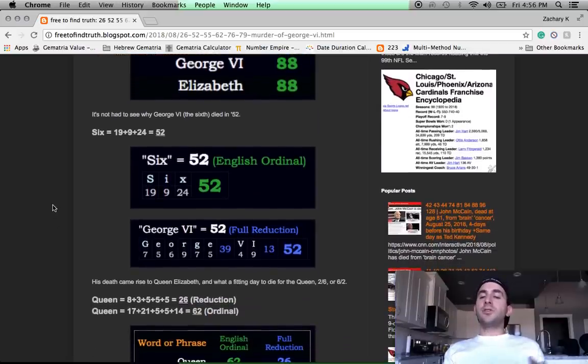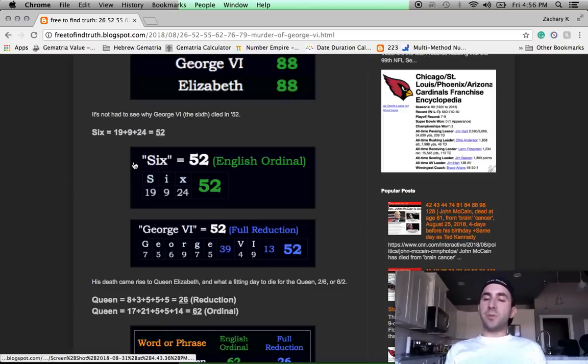Anyhow, King George VI died in the year 52. And VI has a gematria of 52 using the alphabetic order. So a fitting year for George VI to pass. Notice George VI, with the rules of numerology, also sums to 52, making it even more fitting for him to pass in that year.